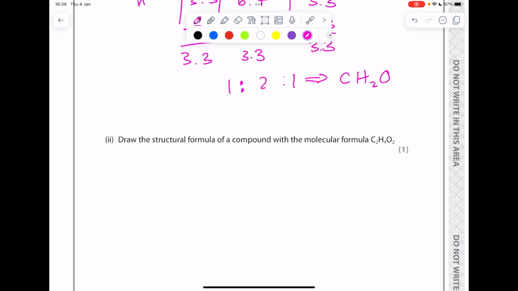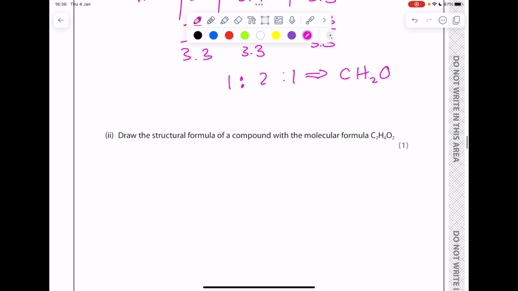Draw the structural formula of a compound with the molecular formula C2H4O2. So the structural formula is when you show the layout of these elements. So we need 2 carbons. We've got a lot of H's and 2 O's. So the fact that it's 2 O's hopefully is indicating that we have a carboxylic acid, which remember looks like this.